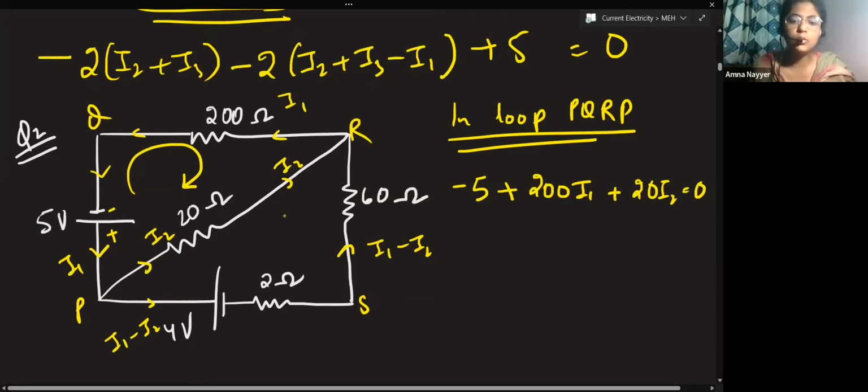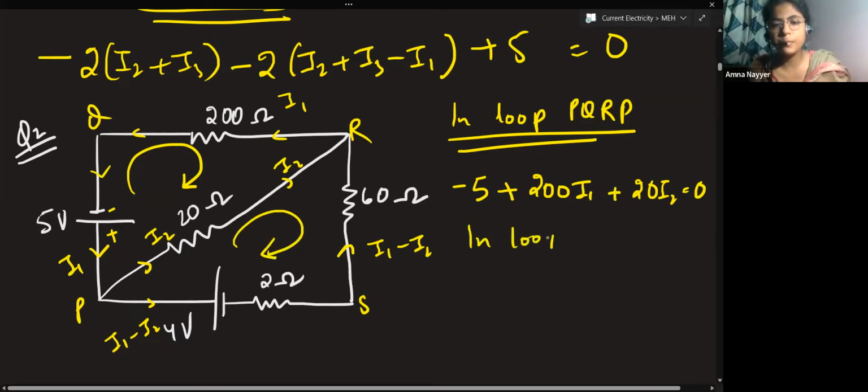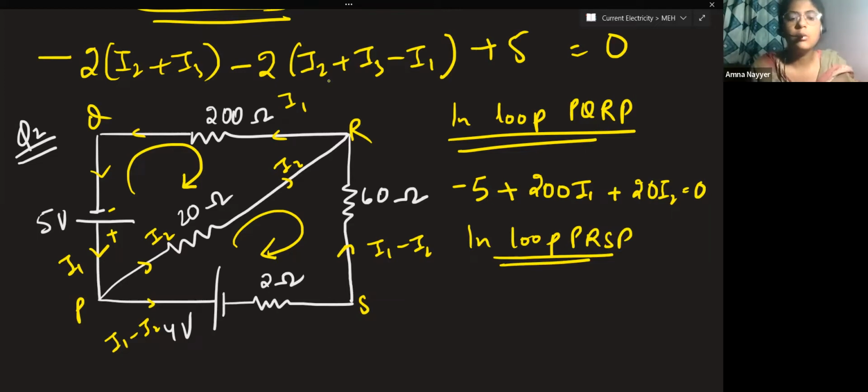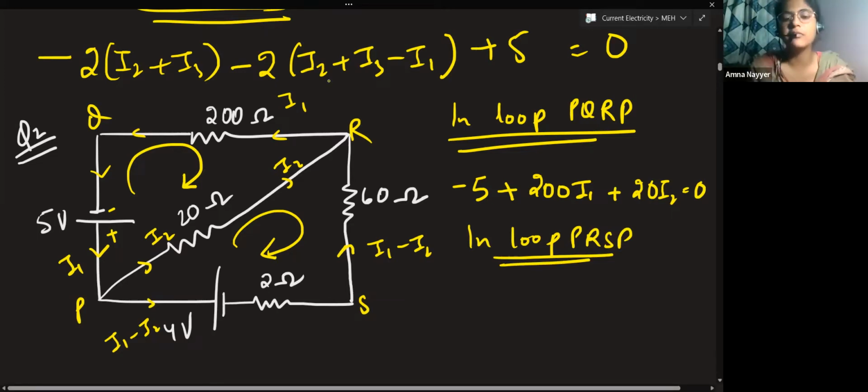Now let's see this loop. Let's move in any direction that we want to. Let's move here also clockwise. So in loop, which loop is this? P, R, S, P in this loop. Now starting from P to R, are we moving along the direction of current or opposite to the direction of current?